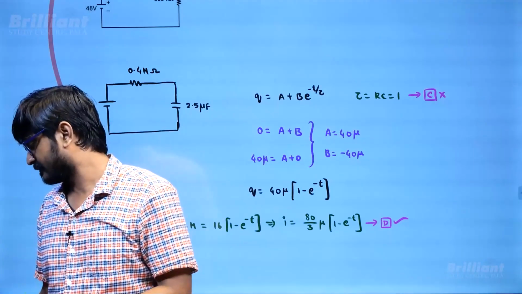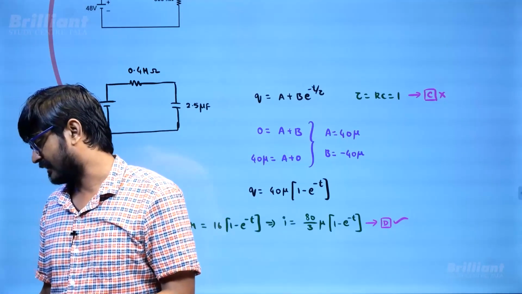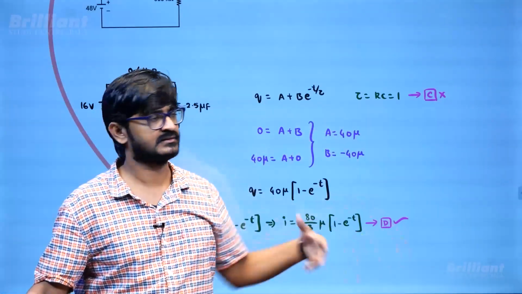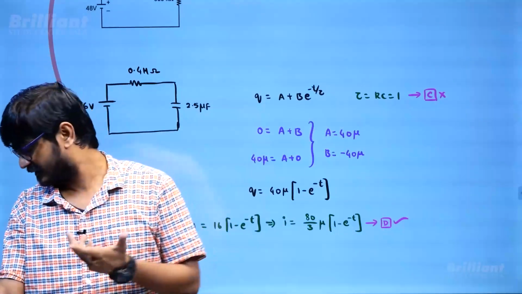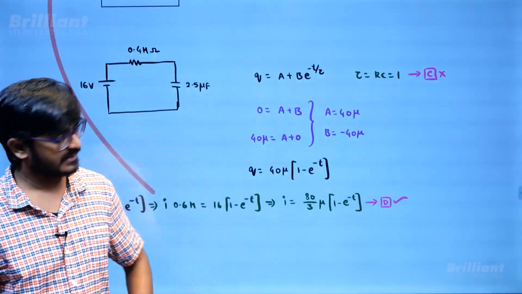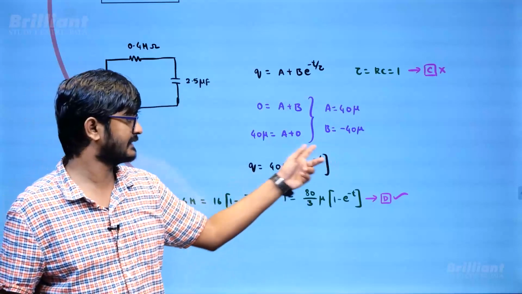The time after which the current through the capacitor becomes half. Current through the capacitor becomes half is like after half time, right? So it is half and logarithm is not coming into the picture, so you can eliminate option C. Now what I did, finally I got the charge in the capacitor.